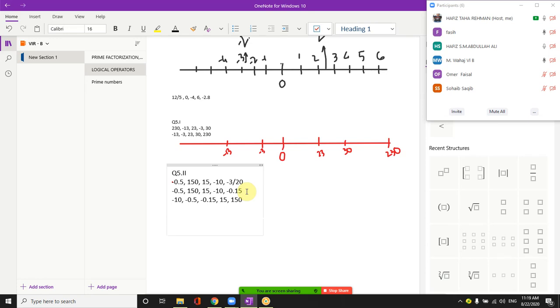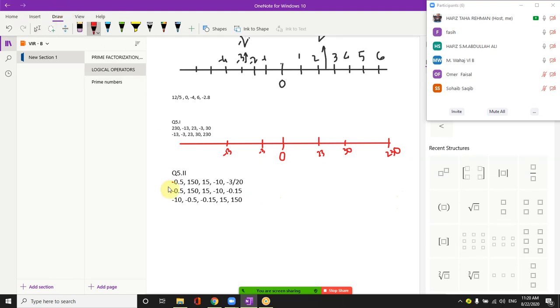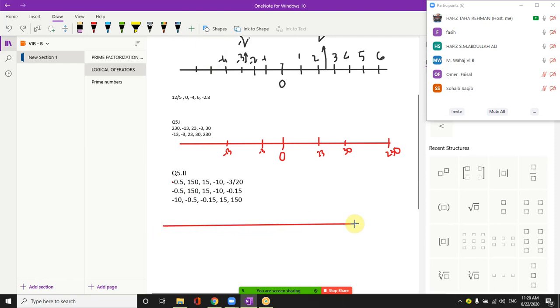Yes, sir. Now we need to arrange these values on the number line. In order to draw a number line, we have this number line. In the middle is 0. So this value is 0 and we need to place all the positive values to the right side of the 0 and all the negative values to the left side of the 0.